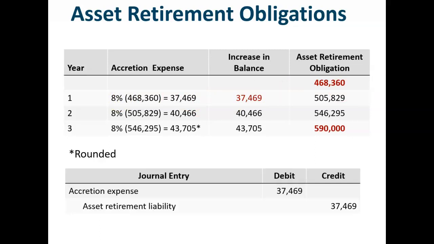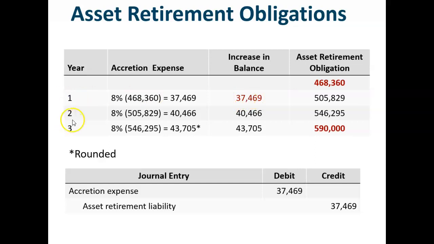The journal entry to record the accretion expense is a debit to accretion expense and a credit to the asset retirement liability. This means that the balance in the liability account increases each year by the amount of annual accretion expense. At the end of year 1, the balance in the asset retirement liability account was $505,829. The initial balance plus the first year accretion expense of $37,469.